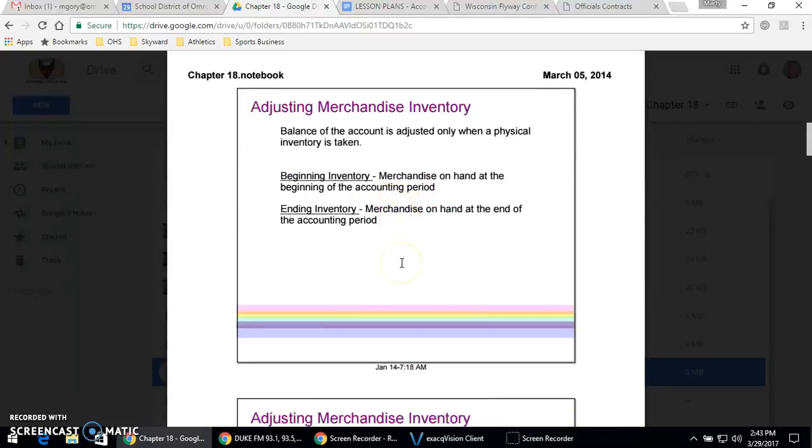Let's first take a look at merchandise inventory. Now when it comes to merchandise inventory, we are looking at the balance of the inventory account at 2 periods of time. So we're going to take a look at the beginning inventory, which is the merchandise on hand at the beginning of the accounting period. The ending inventory then is what we have on hand at the conclusion of the accounting period. More often than not, these numbers are not going to match, meaning we have to adjust the inventory account.